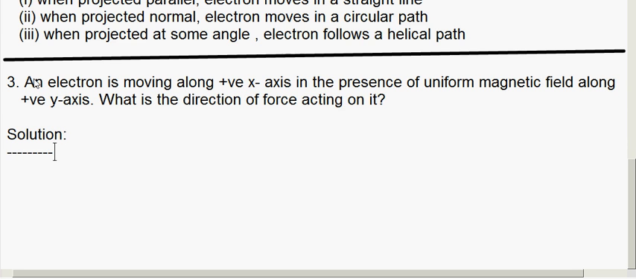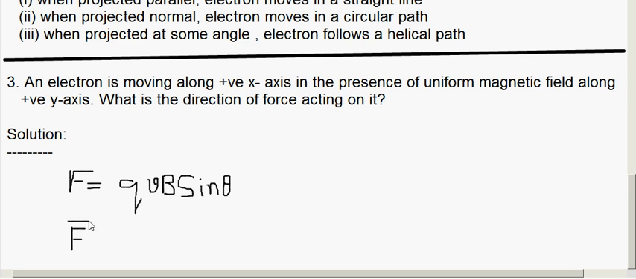Now see here, we are given an electron that moves in the positive x-axis, and then we have a magnetic field along the positive y-axis. Now what is the direction of the force acting on it? So we know whenever a moving charge enters a magnetic field, it experiences a force, and the magnitude of this force is given by F is qvB sin theta, or I can write the force as q into v cross B.